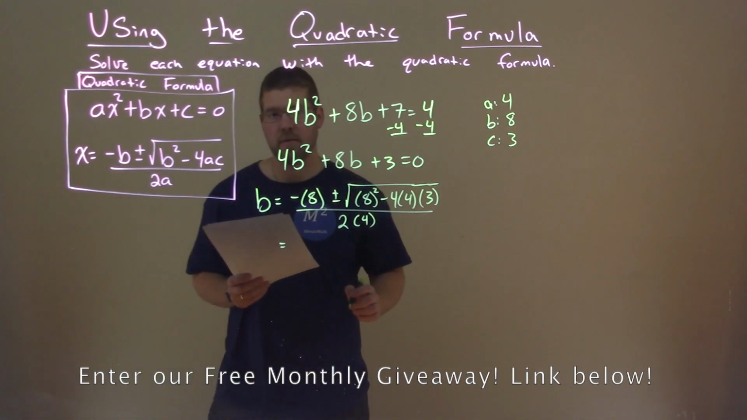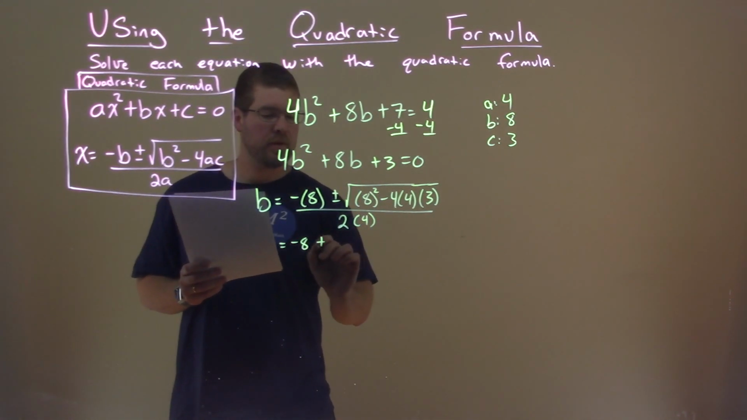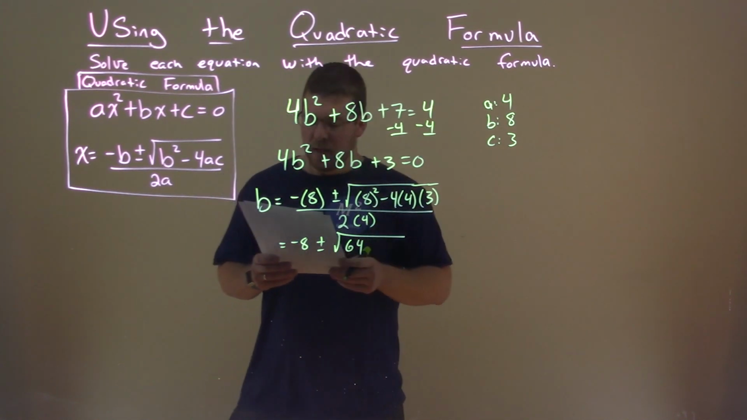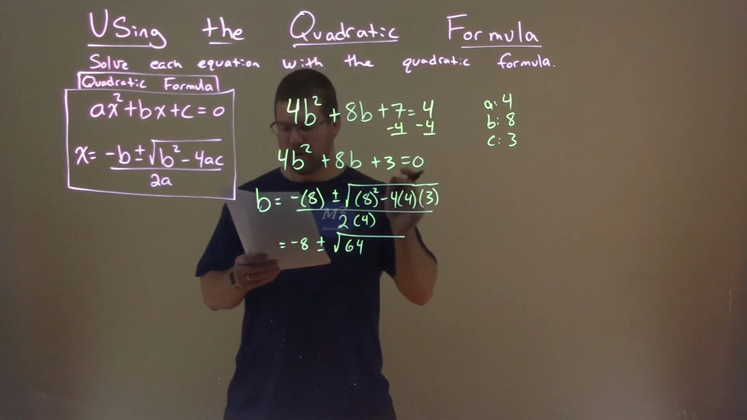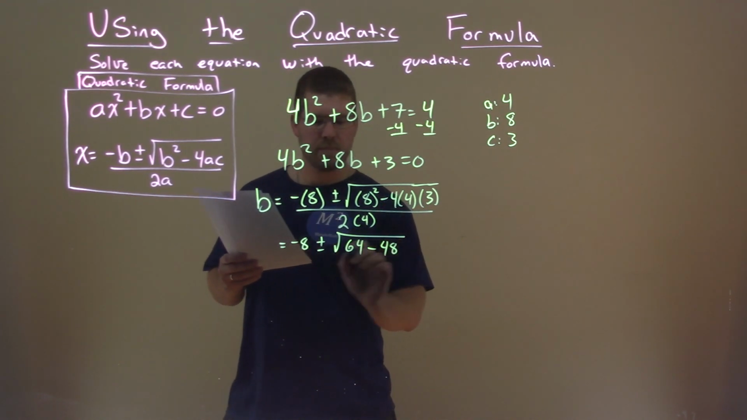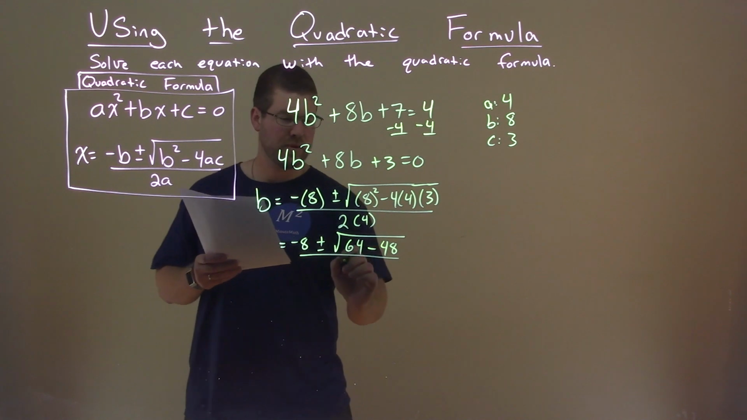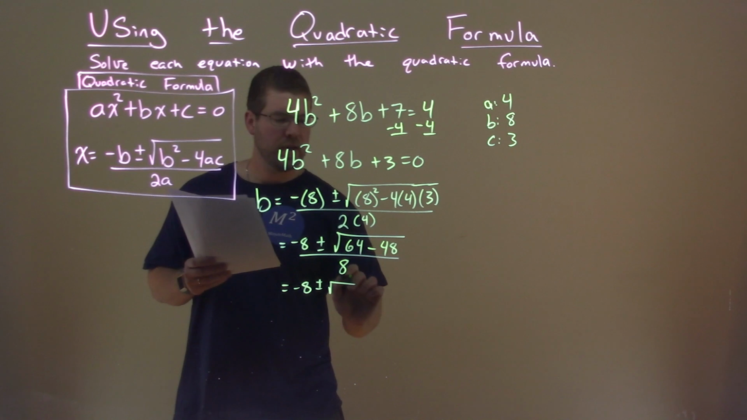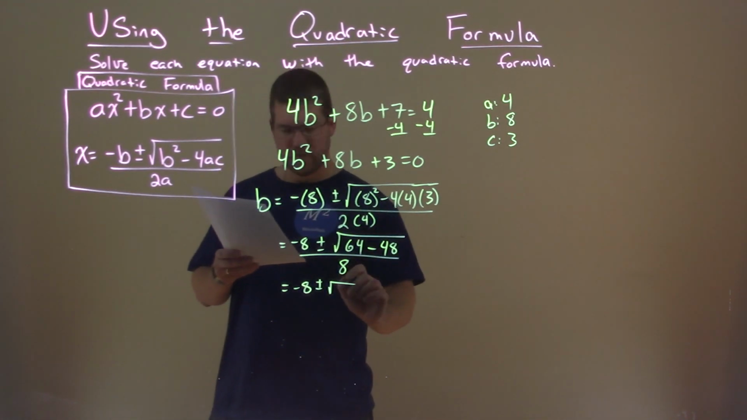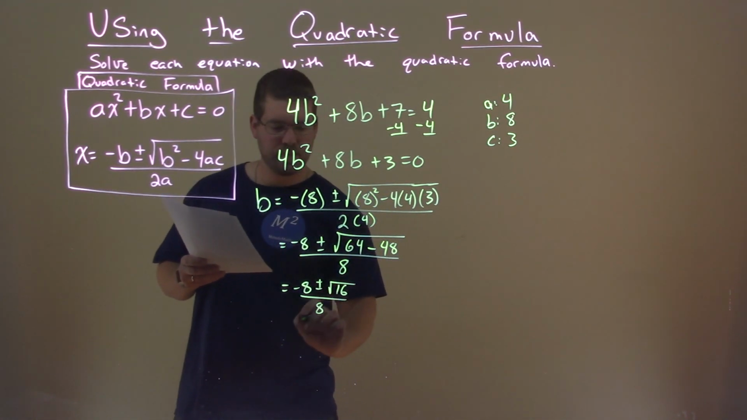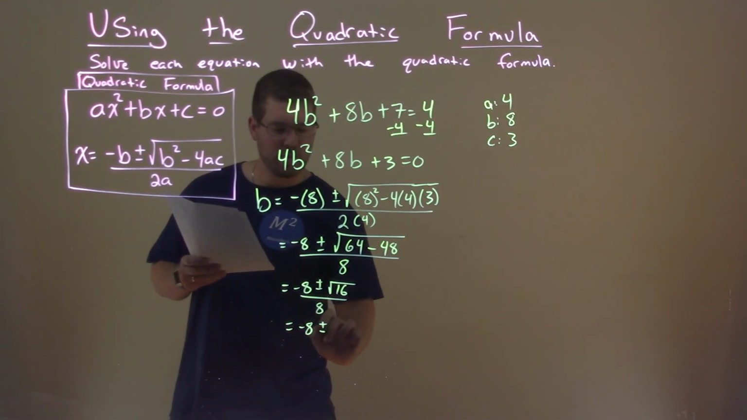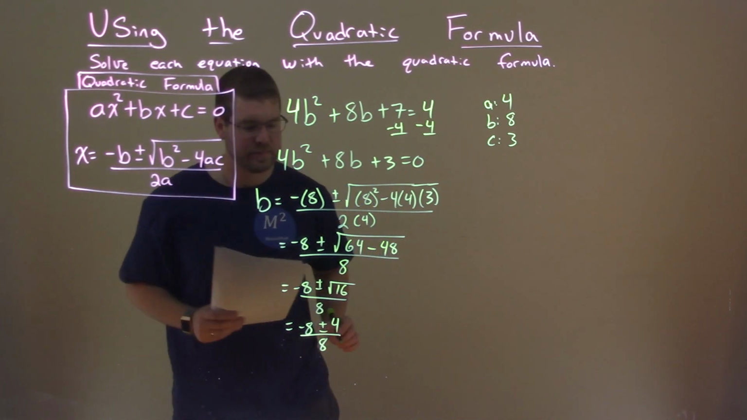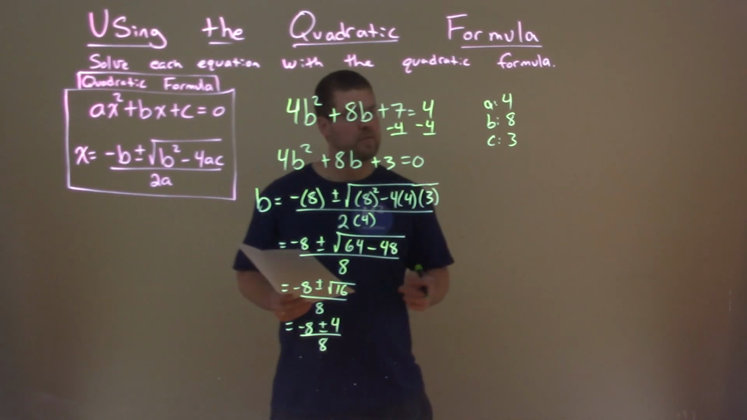And now we're just simplifying this. Negative 8 plus or minus the square root, well, 8 squared is 64. And 4 times 3 is 48, all over 2 times 4, which is 8. Keep simplifying. Negative 8 plus or minus the square root of 64 minus 48, which is 16, over 8. Well, negative 8 plus or minus the square root of 16, which is 4, over 8. So now we have negative 8 plus or minus 4 over 8.